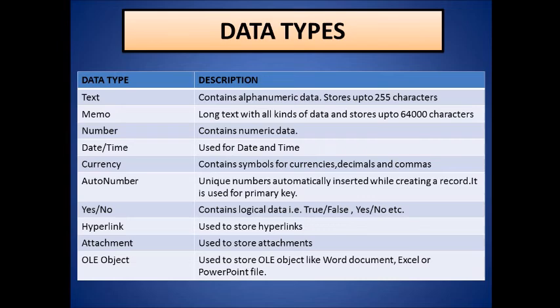The yes/no data type contains logical data like true/false, yes/no. You will see a checkbox type of object there. When you click, the tick mark will come, meaning it is true. When no tick mark is there, it means it is false. Hyperlink is a data type used to store hyperlinks. Attachment is used to store attachments. Attachment is also a type of hyperlink, you can assume. OLE object, OLE means object linking and embedding. So through MS Access, we can link to a Word document, Excel or PowerPoint file.